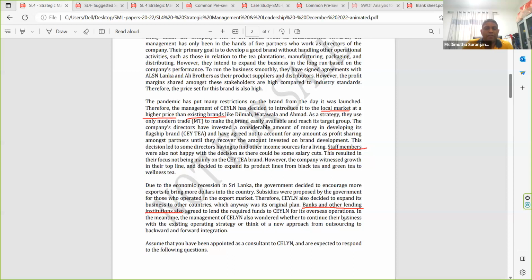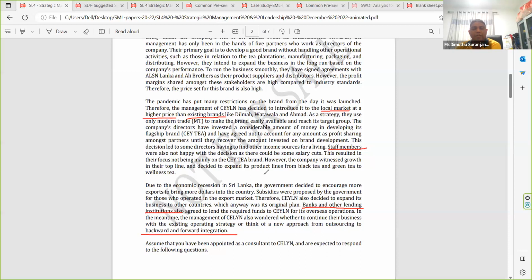Existing strategy means they involve only a limited number of activities, no? So much of them are done by other partners. Think of a new approach from outsourcing to backward and forward integrations. At the moment, we have outsourced, no? The strategy is outsourcing, and whether they want to go with a backward and forward integration strategy.